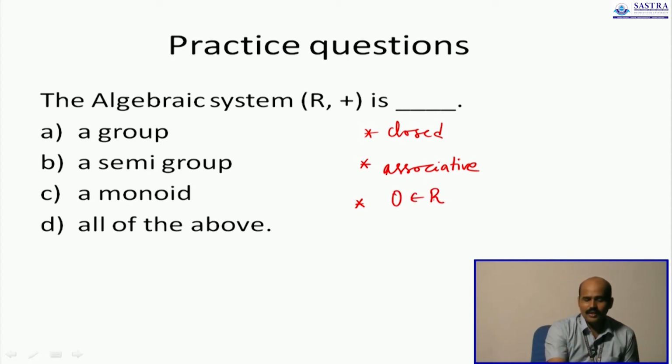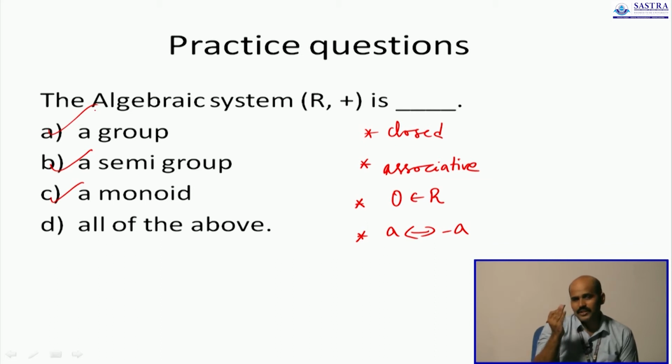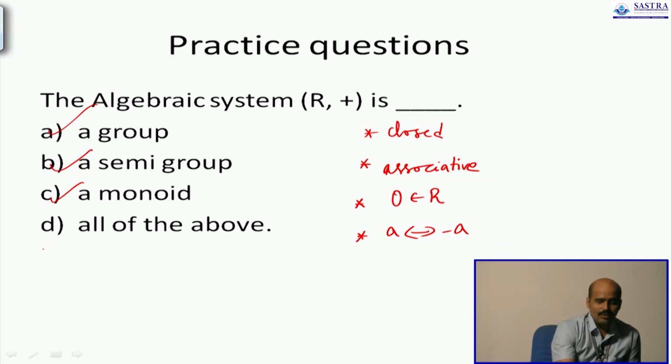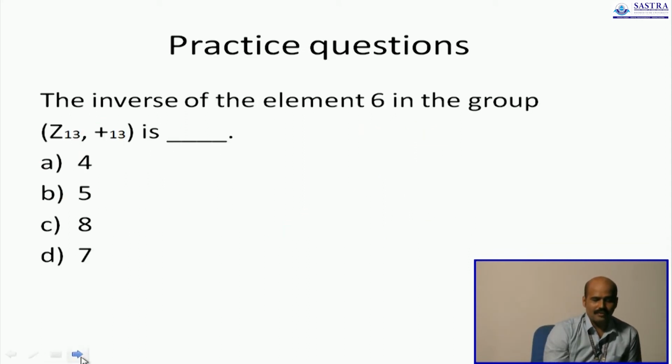So 0 is a real number, and for every element a there is also an element -a, which is the additive inverse. So it is a semigroup, and because it contains 0 it is a monoid, and since it contains everything else it is also a group, and since the operation of addition is commutative it is also an abelian group. So it is a semigroup, a monoid, a group, in fact it is all of the above. All three options are right. That's what we are observing here.